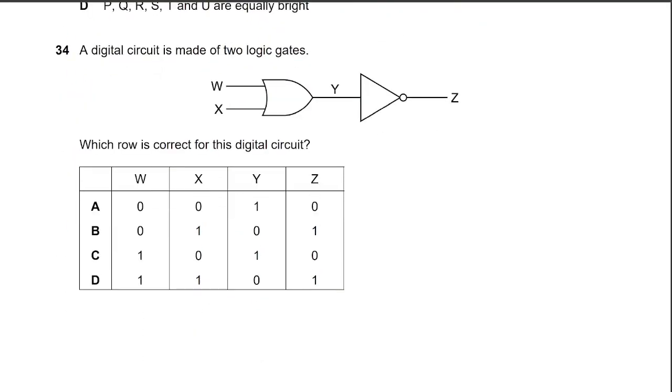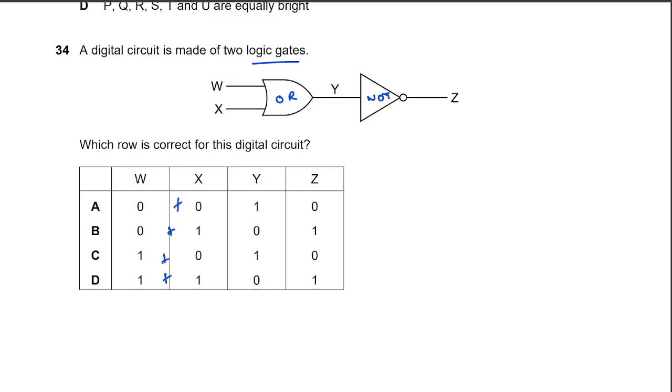Okay, 34. A digital circuit is made out of two logic gates. Which row is correct for this digital circuit? Let's see. This is an OR gate. This is a NOT gate. The OR gate is like addition. If you do computer science with me, I usually call these types of gates addition gates and multiplication gates. With an OR gate, W and X, we add the values to get the new value.